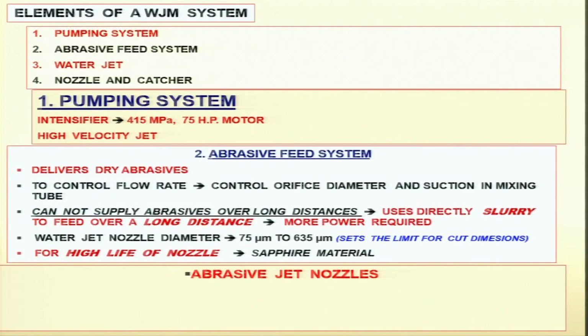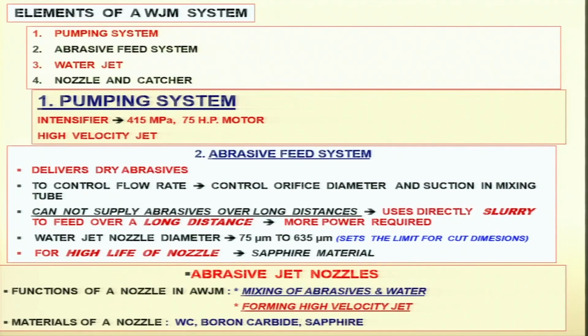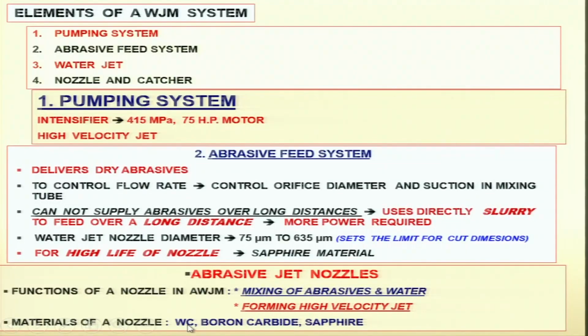Abrasive jet nozzles. The function of a nozzle in abrasive water jet machining is mixing of abrasives and water, forming a high velocity jet, and this high velocity jet having high kinetic energy is going to hit the workpiece surface to remove the material. And materials of a nozzle normally used are tungsten carbide, boron carbide, sapphire, etc.